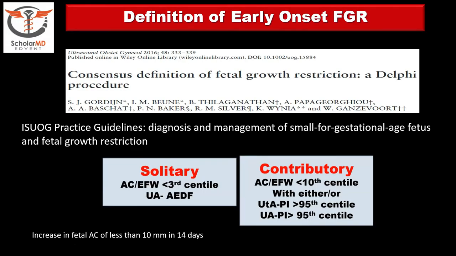To define early onset FGR by Delphi consensus and ISUOG practice guidelines, there are some solitary criteria, that is abdominal circumference or estimated fetal weight of less than third centile. So either of the two present alone would classify it as early onset FGR, or there could be umbilical artery absent end-diastolic flow alone, which would classify it as early onset FGR. When the weight or the AC is less than 10th centile, we need some contributory criteria, which are uterine artery PI more than 95th centile or umbilical artery PI more than 95th centile. Either of the two or both of them, along with less than 10th centile of AC and estimated fetal weight.